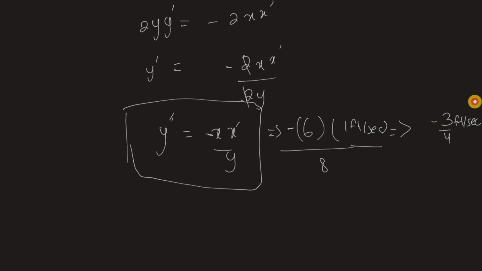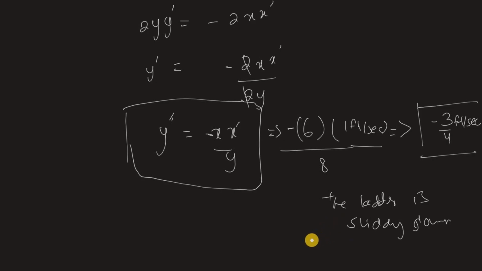And the negative makes sense because you see the ladder, we can go ahead and say the ladder is sliding down. Because the ladder is sliding down, it has to be a negative, right? Because the value has to decrease. The ladder is sliding down the wall at a speed of 0.75 feet per second.